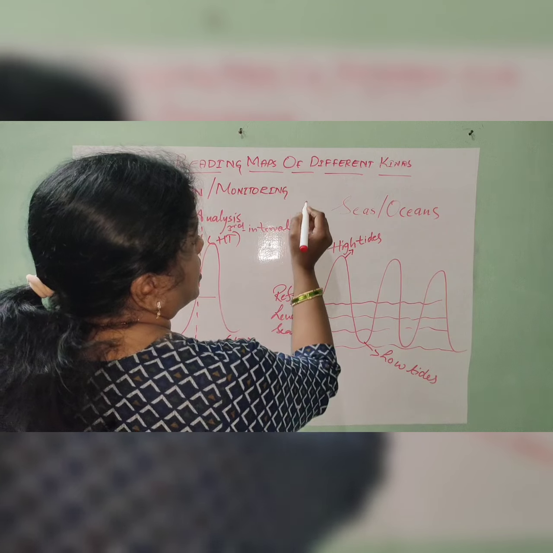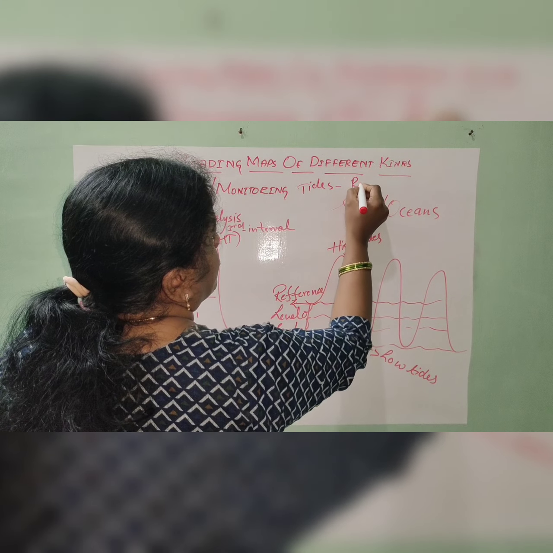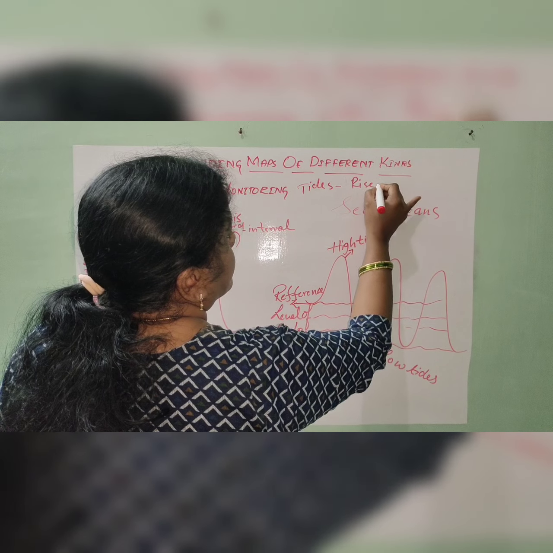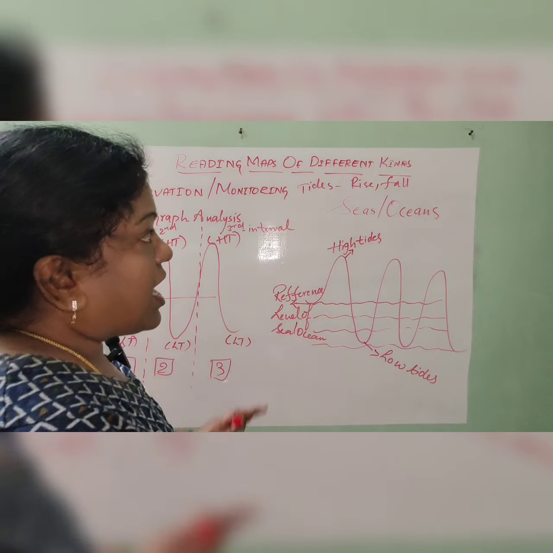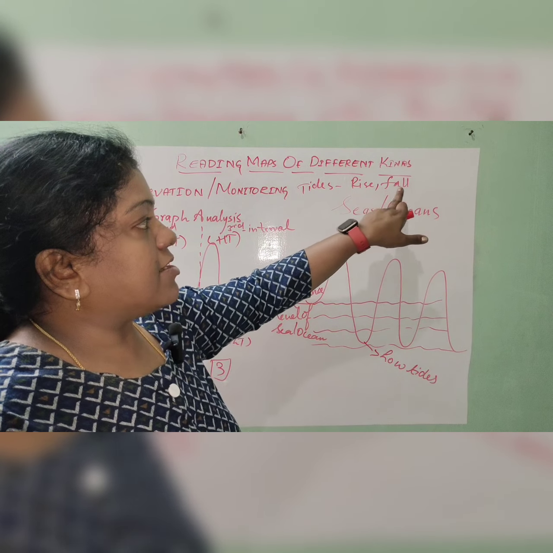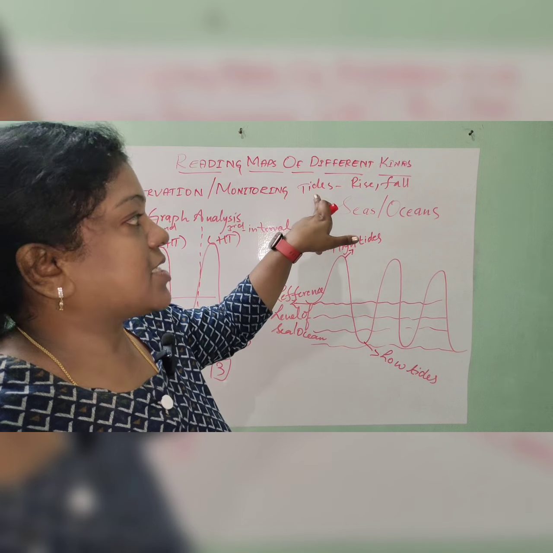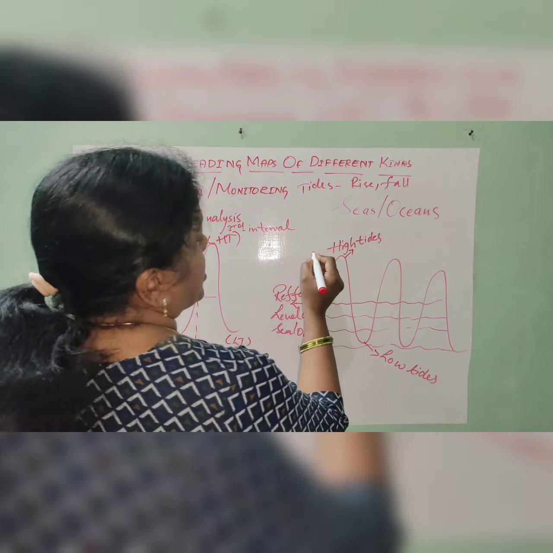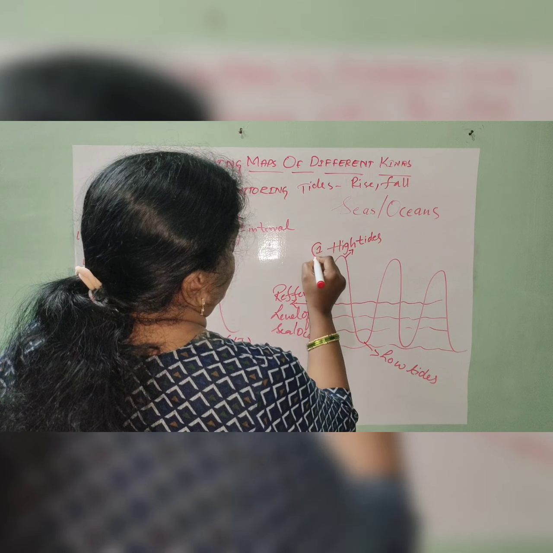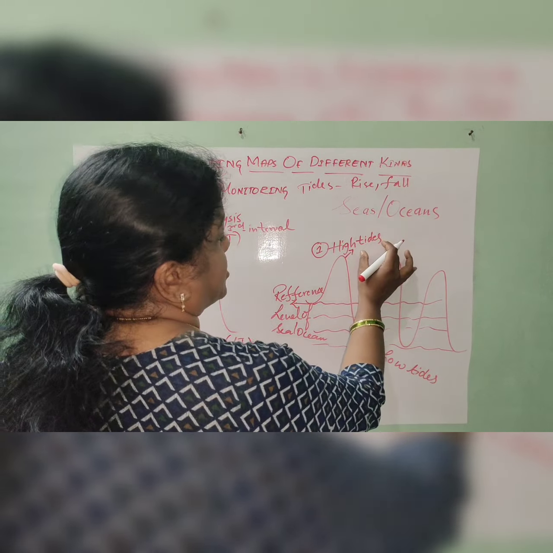When you are asking how to define tides, remember simple words: one is rise and another is fall. The rise of water and the fall of water among the seas and oceans can be defined as tides. Again, the classification of tides is number 1 high tides and number 2 low tides. How to define high tides?